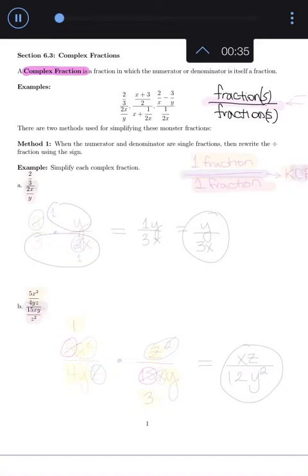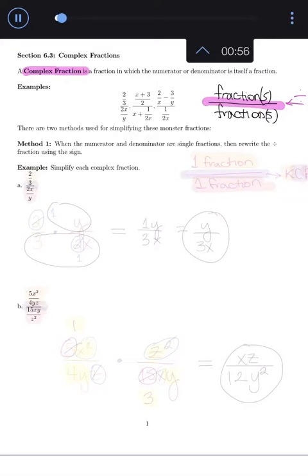Well, then you have to kind of think about, what does this mean? You are dividing two fractions. That's what that big division symbol or fraction symbol means, is that you are dividing. Well, how do you divide two fractions? We talked about this earlier.